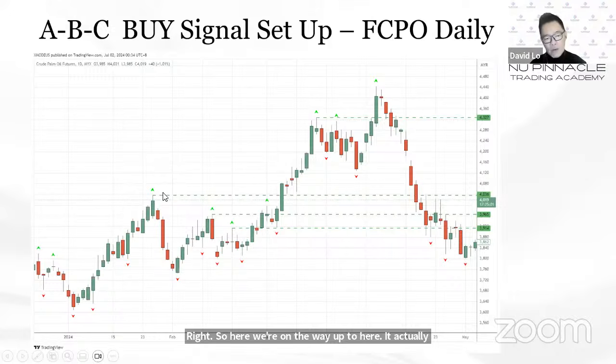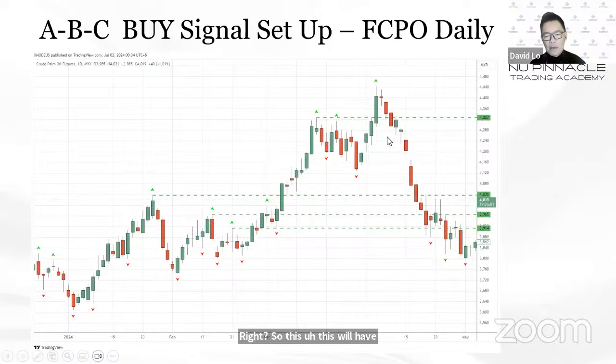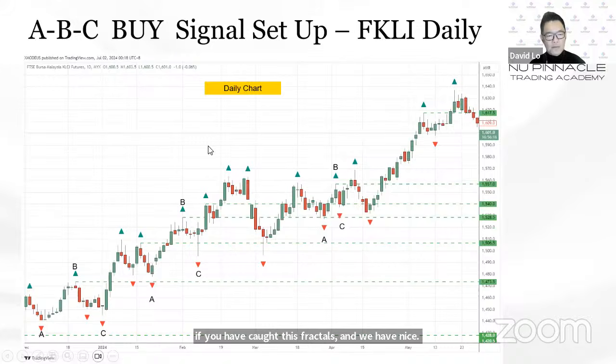Otherwise we call these fractals. There are 4 fractals that were taken out on the way up. That shows you how strong the trend is, to be able to take out all these highs. So this would have been a great trade in the period between February and April of this year. If you had caught these fractals, then you have a nice profit. Now let's move on to some examples on FKLI. These are the ABCs as well.